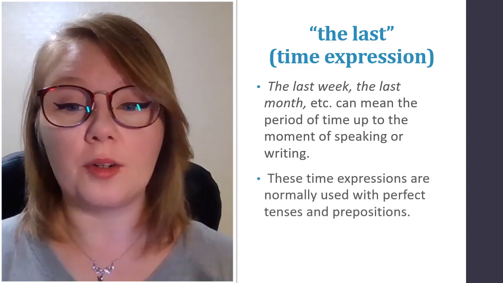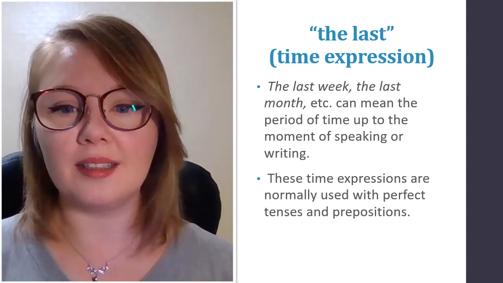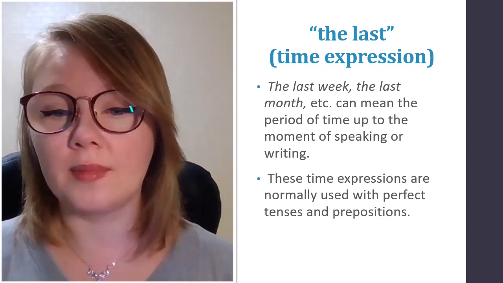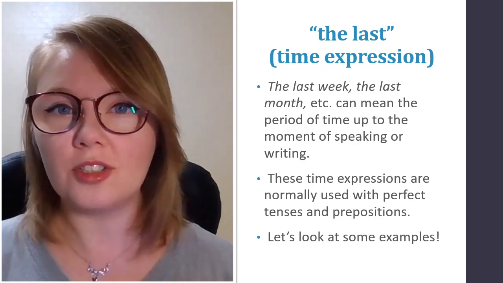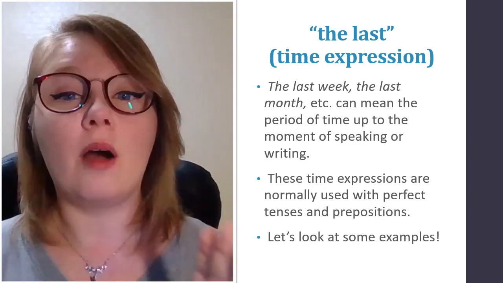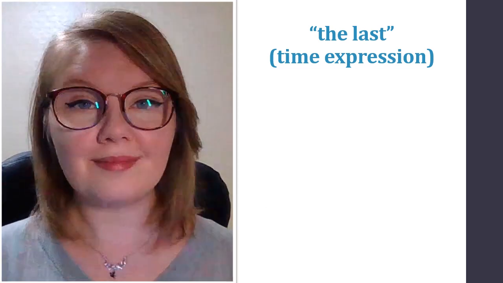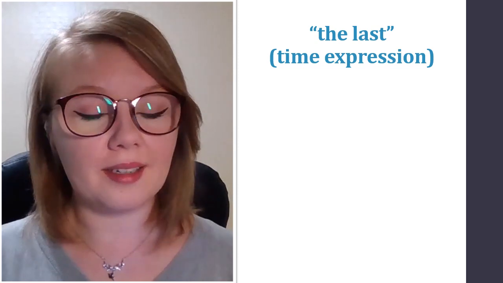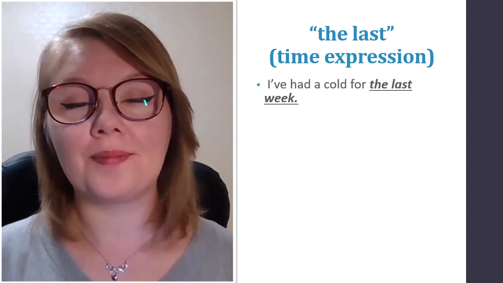These time expressions are normally used with perfect tenses, like have been, have had, and so on, and prepositions like the word for. So let's look at some examples so we can see and understand a little better how the last is different than just last. Let's take a look at some examples so we can see the difference here between last and the last.